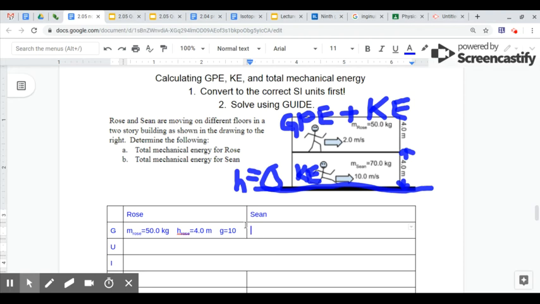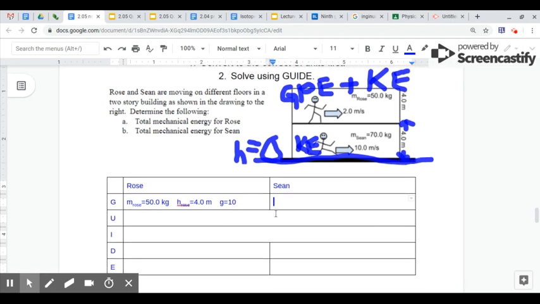And if we want to, we can put Sean's stuff in there right now. I could basically just do these together, but maybe I'll come back to his. Okay, so we're just doing Rose. She has GPE, she has KE. Great. Our unknowns are E Rose and also E Sean. And then the unit that we're going to use is E total.